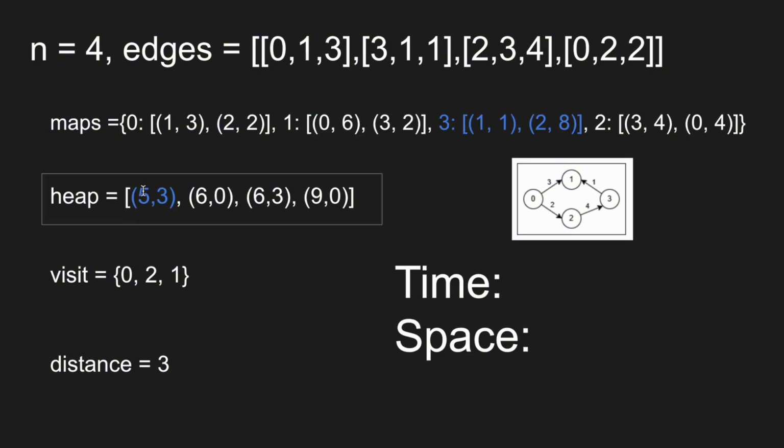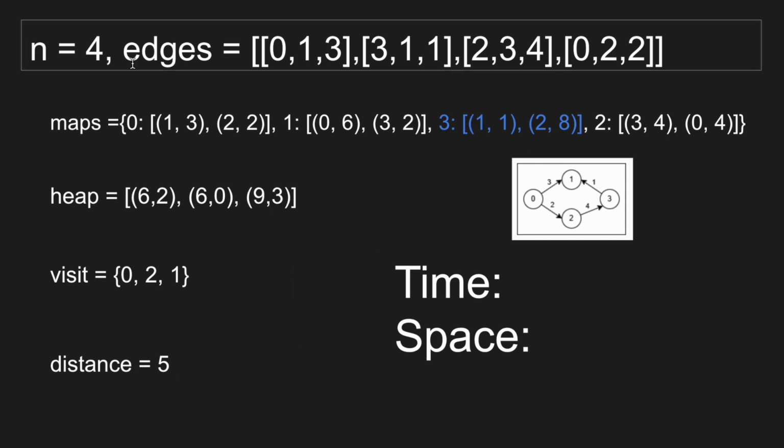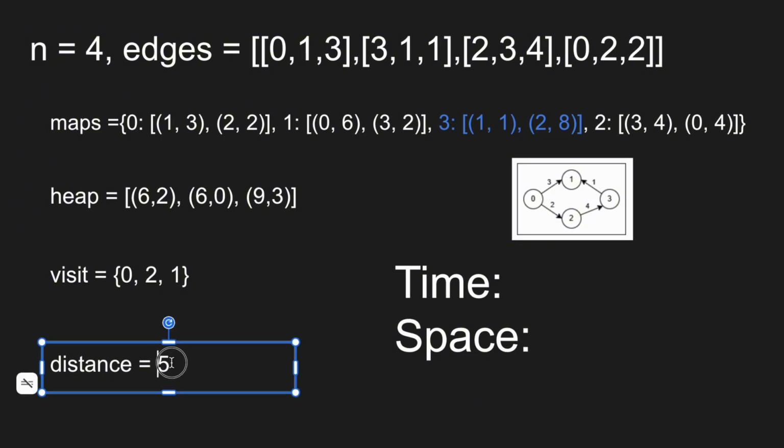So we will look at this one, pop this one. And before we need to add the distances or anything, we realize that we are already at node n-1 and the distance is 5. So we can return 5 as our result.